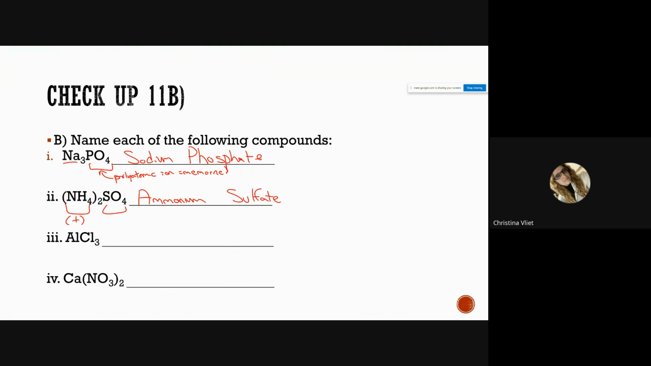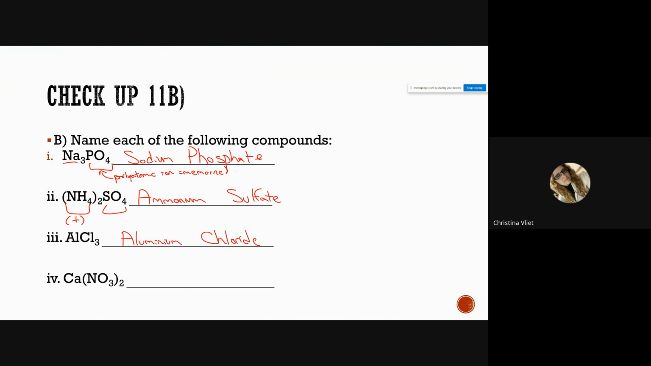AlCl3. Does that have a polyatomic ion? No. Aluminum, or aluminium, either spelling is fine. Aluminium, and this will be chloride. Do I need a Roman numeral? Yes or no? No, because aluminum has a fixed charge.